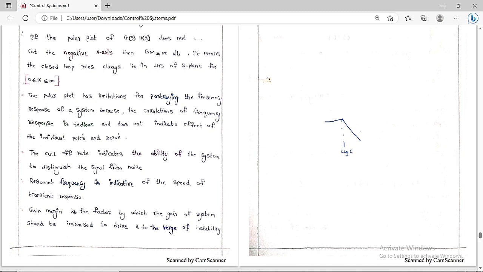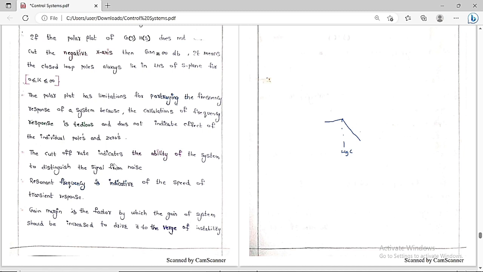The cutoff rate indicates the ability of the system to distinguish the signal from the noise. It distinguishes which is the actual signal and which is the noise signal. So finally I can say the cutoff rate indicates the ability of the system to distinguish the signal from the noise.